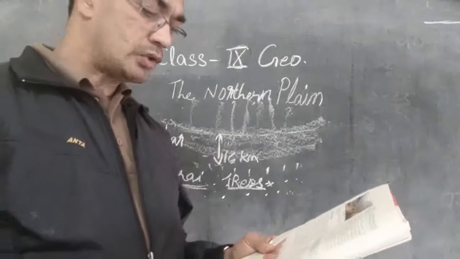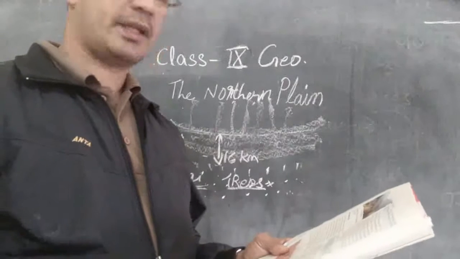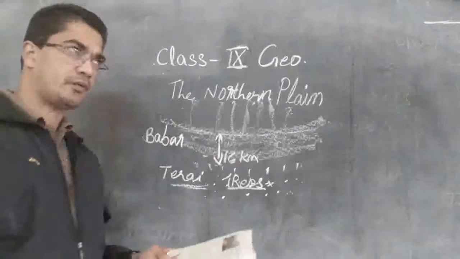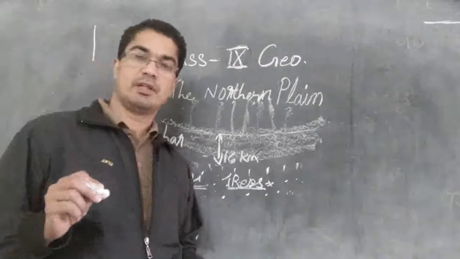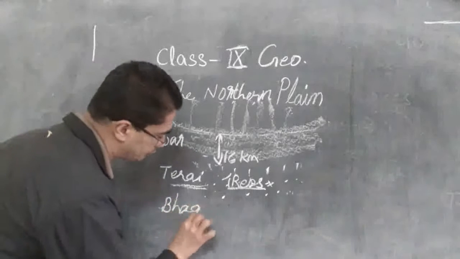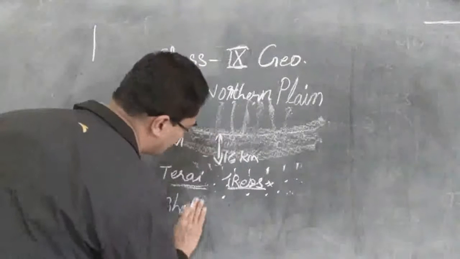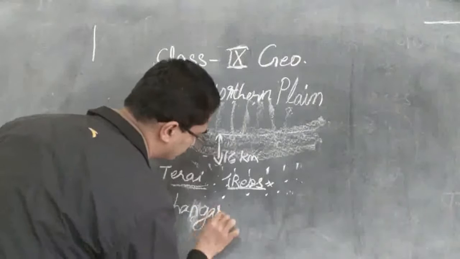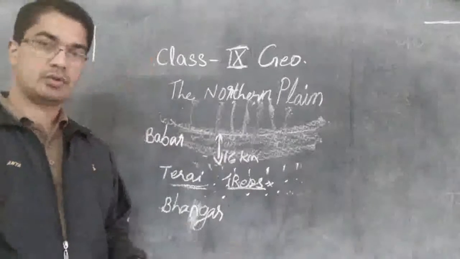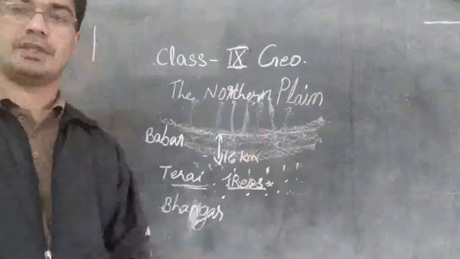They lie above the flood plains of the rivers and present a terrace-like feature, and this part is known as bangar. So this part where the old alluvium soil is filled is called bangar, not bagar, bangar. This soil is all alluvium soil which came and was deposited in previous years.